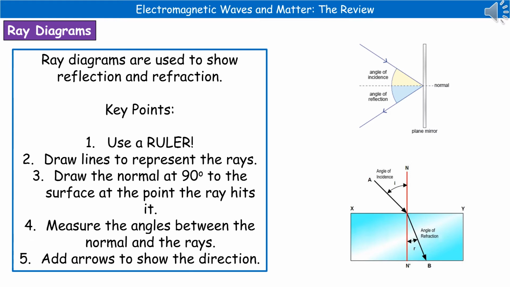The bottom one there is showing us refraction, which is the bending of our light. And what we have, still, is our normal line at 90 degrees to our surface. Our angle of incidence, again, is between our incident ray and our normal line. But as we're going from air into our glass block, it's going to bend towards the normal. So the angle of refraction is obviously going to be lower than the angle of incidence in that case. But again, add the arrows to show the direction it's moving in.